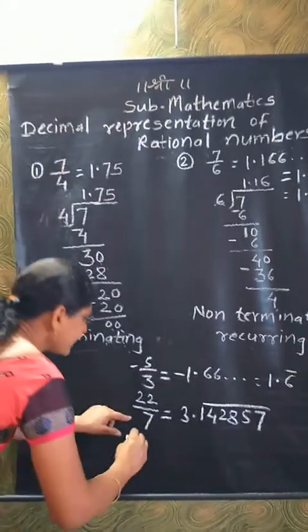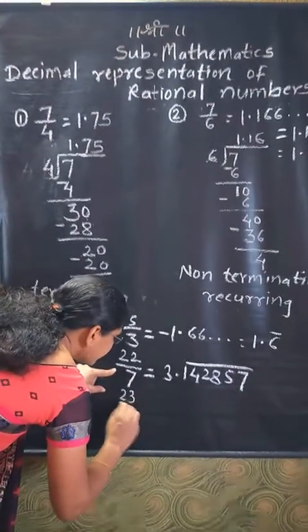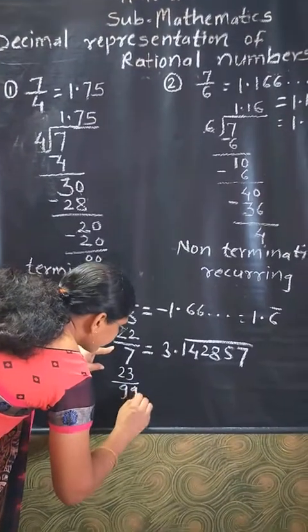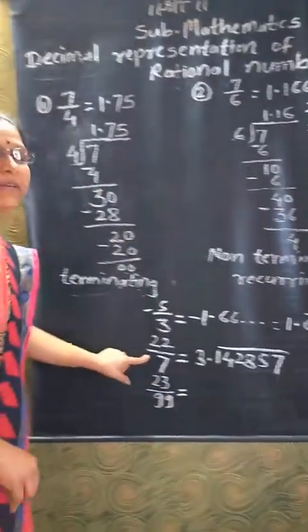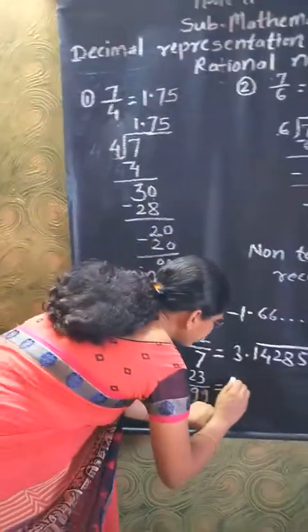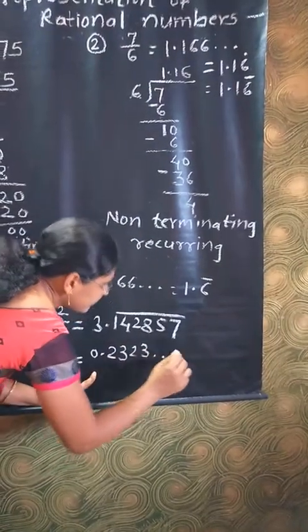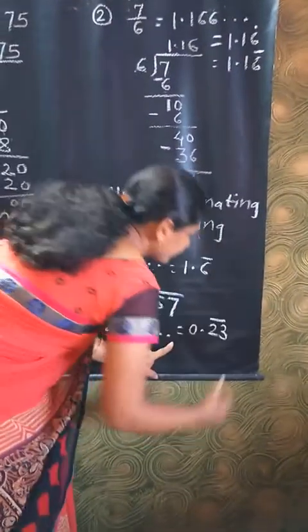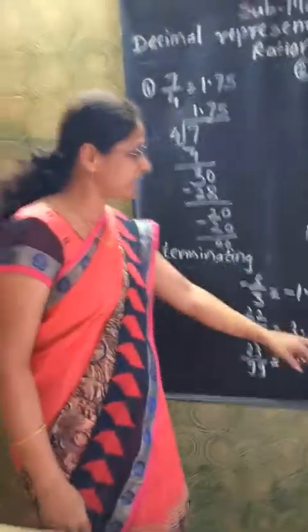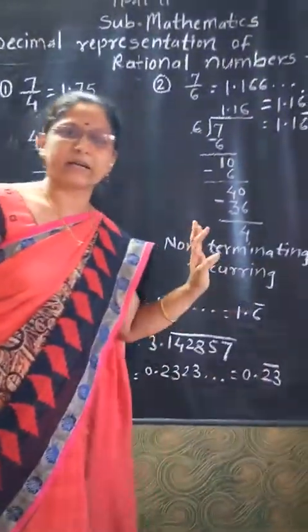Also 23 upon 99. Here we get 0.23 again and again. We write this as 0.23 with a bar. Here it is a recurring digit.